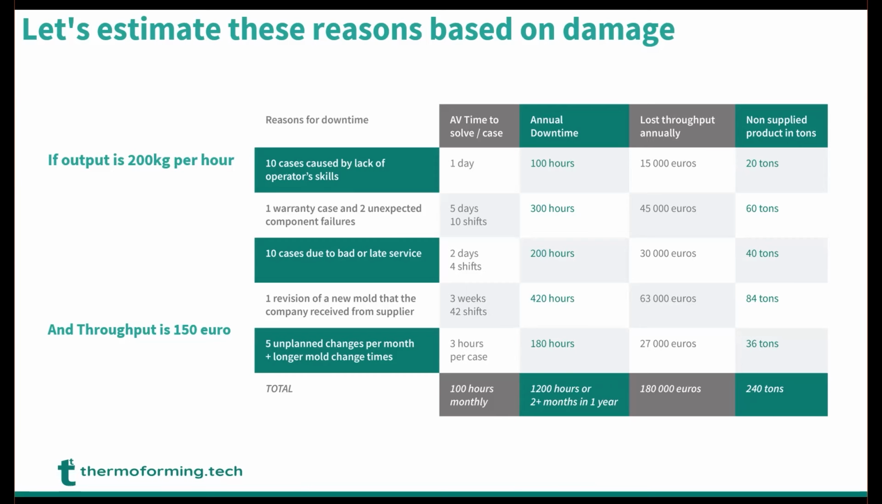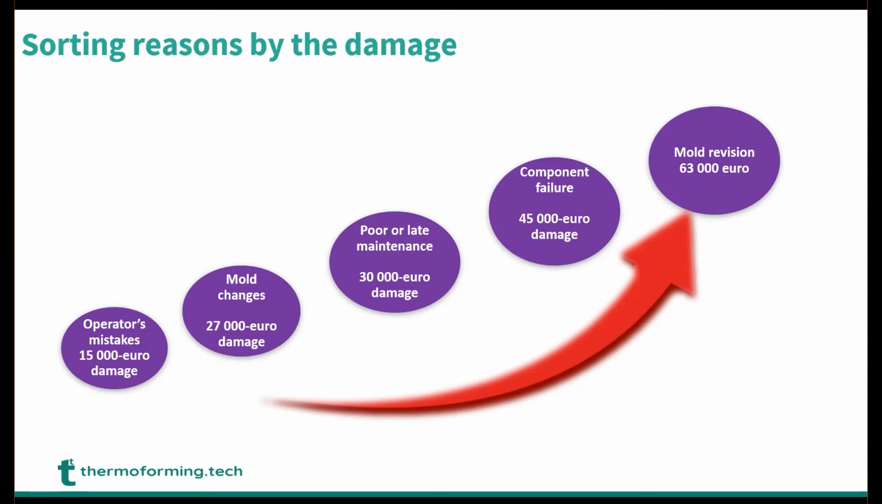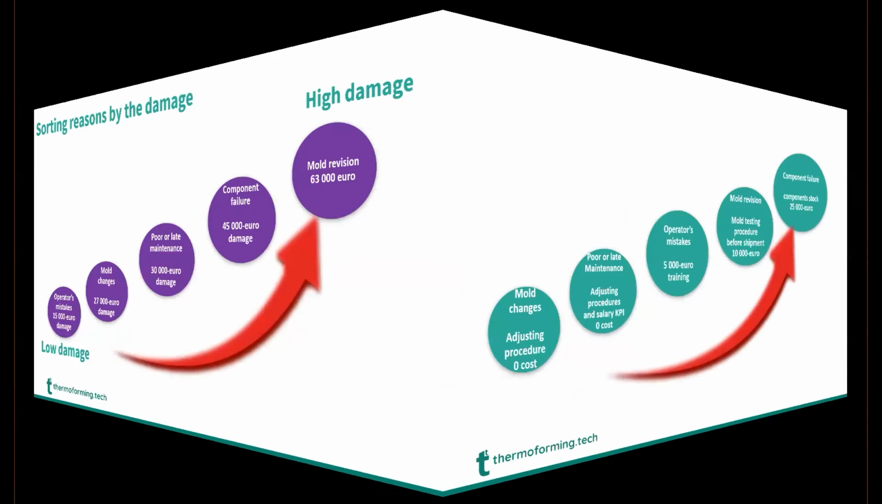So this is the biggest issue in this case, but case to case it might be something else and depends really on other things. So we have here operators' mistakes, which cost 15,000 euros of not received income. And we have the mold revision, which gave us a damage of 63,000 euros. But instead of just going there and solving the biggest problem, let's take a look and think how much money a solution for this would cost.